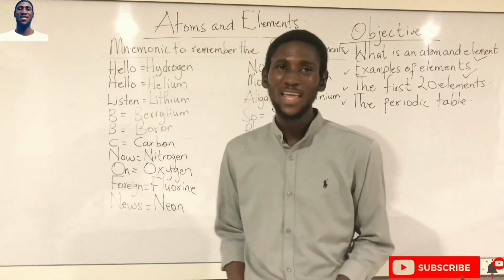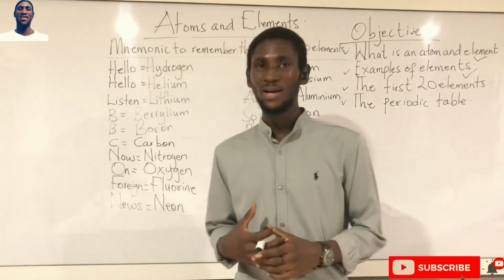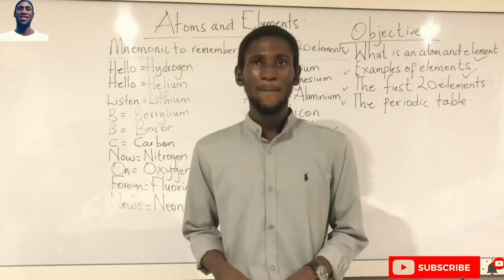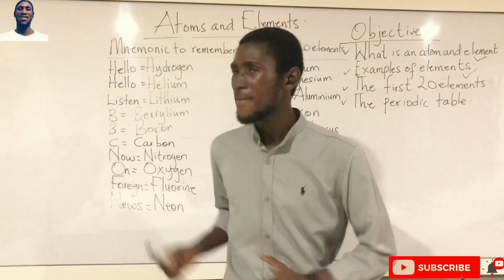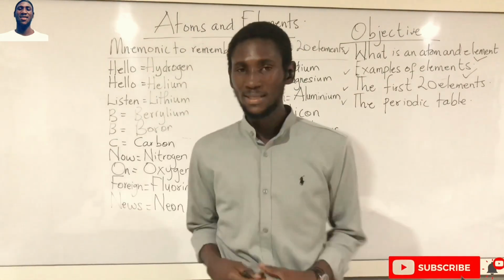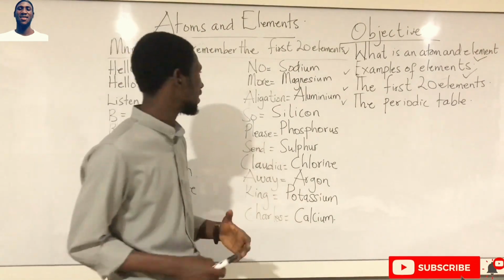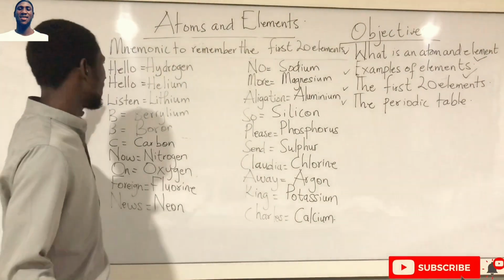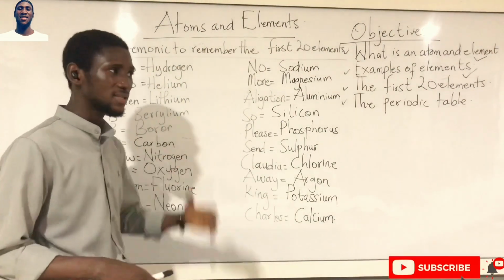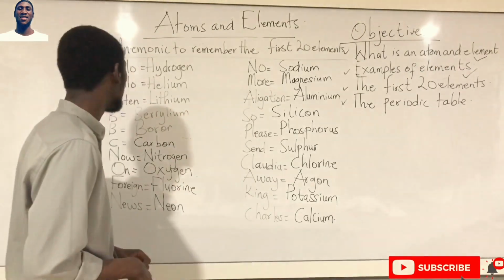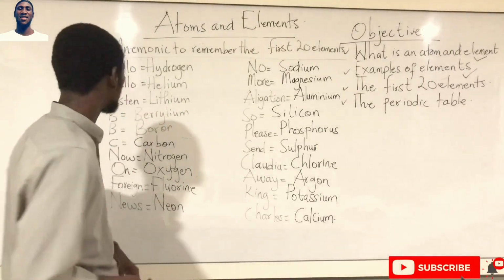I know you would think this is a lot to grasp into your memory, but actually there's a simple mnemonic. A mnemonic is something that helps us to remember something. So there's a simple mnemonic that can help us to remember the first 20 elements. I've listed the mnemonic for us over here. Now, this is how it goes.